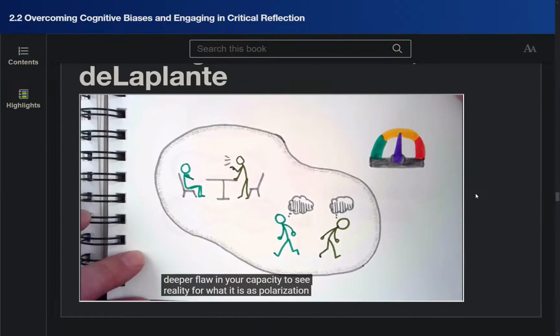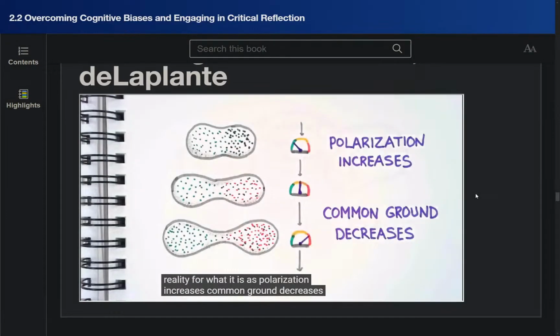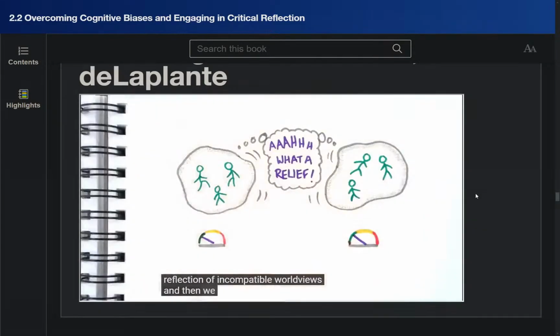As polarization increases, common ground decreases, which I'm visualizing here in terms of the degree of overlap and mixing in these groups. At the top, there's a lot of common ground and polarization is low. As you move down, our polarization meter runs into the yellow and it starts to become more challenging. At the bottom, polarization is in the red. It's becoming harder and harder to identify areas of agreement that we can use as a basis for adjudicating or negotiating differences in opinion. We interpret more of our differences as a reflection of incompatible worldviews. And then we hit a point where we feel an urge to separate.